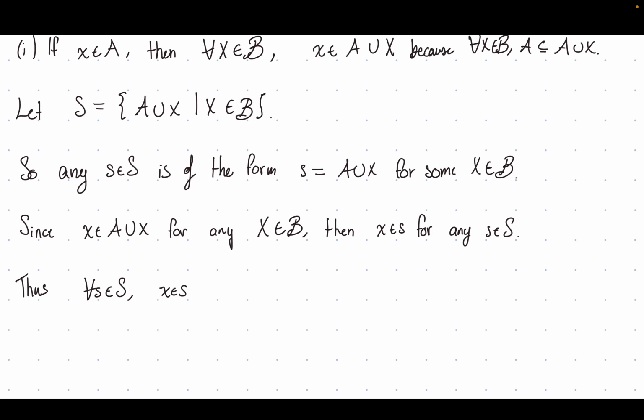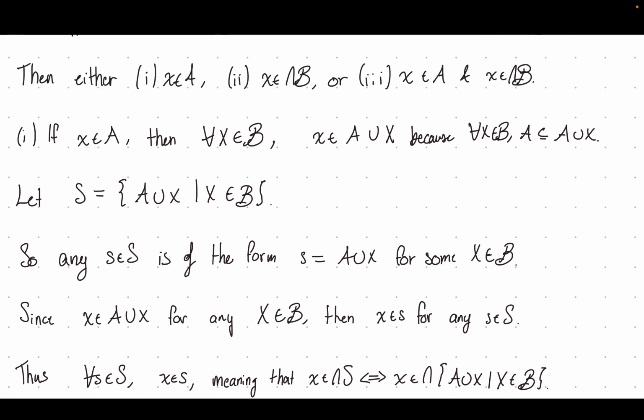Thus for all little s in big S, little x is in little s, meaning that x has to be in the intersection of big S, which is equivalent to saying that x is in the intersection of A union X such that X is in script B. Okay, so there we go. That's case one.